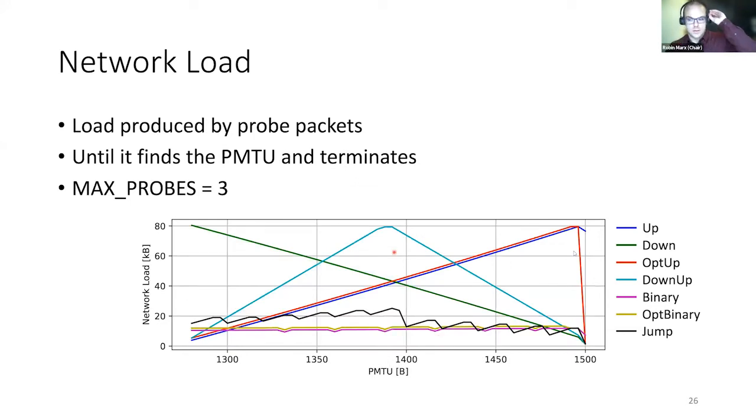The next metric we define is the network load, which is the load that an algorithm produces by sending the probe packets until it finds the PMTU and terminates. Here we assume max probes of 3. And what we can see here is that the binary algorithms have around 10 kilobytes of network load they produce, and the linear algorithms have, in their worst case, around 80 kilobytes of network load.